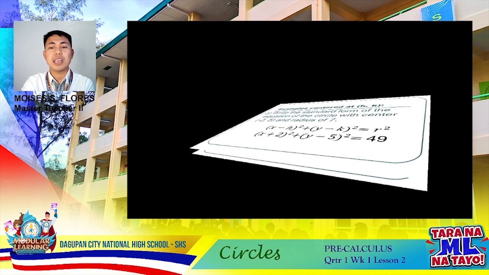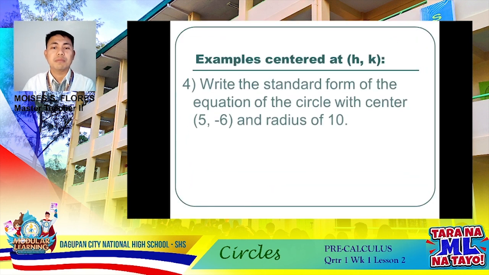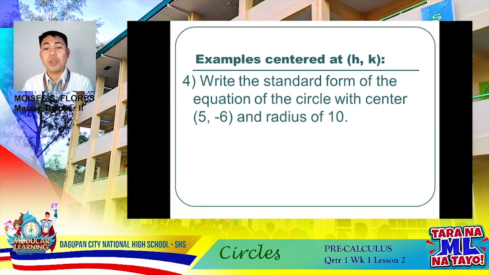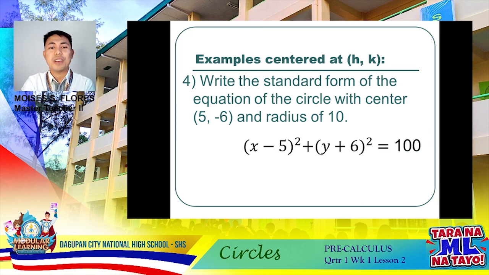Let's have the last example for (h, k). Write the standard form of the equation of the circle with center at (5, -6) and a radius of 10. Anyone? Yes, you're right. We have (x minus 5) quantity squared plus (y plus 6) quantity squared equals 100. So again, the same: substitute the values of h and k, consider the signs, and of course, square your value of the radius.